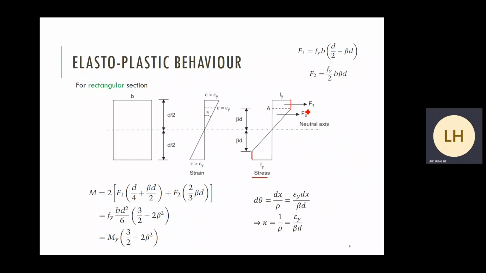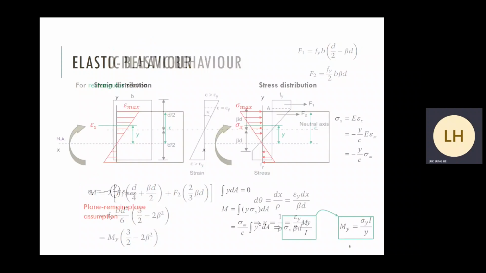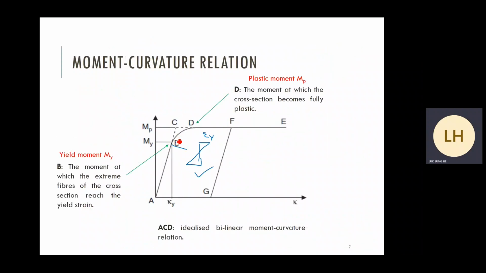Based on the same theory, you can use force times moment arm, find out the moment of resistance, if you like. This one is just for reference, not for our exam. This gives us a nonlinear behavior. Because to be honest, we don't need to know what happened in the transition between point B and point D. We just need to know point B and point D. We just want to know the yield moment and the maximum plastic moment. We don't need to know what happened in between.